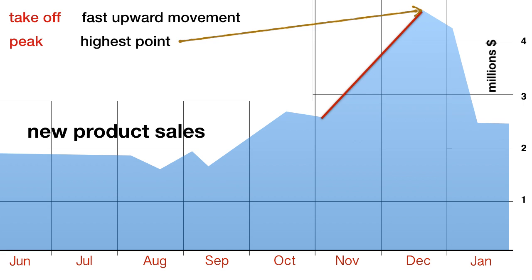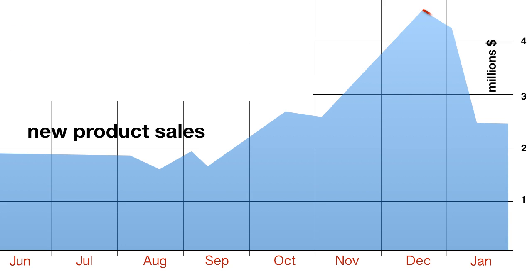And then the peak, that is the highest point. And I've mentioned this before in another video. This is equivalent to the mountain peak. Following this line is a decline. That's another verb to describe a decrease or a reduction, and that's appropriate in this trend.